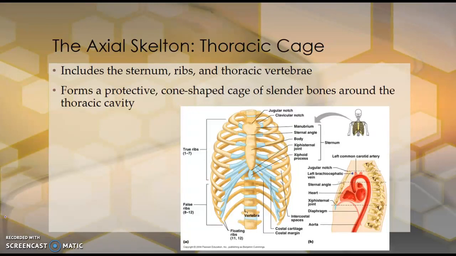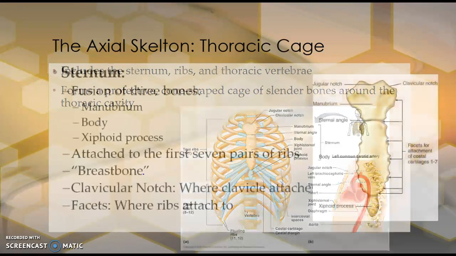We just finished talking about the vertebral column. Now we're going to get into the last part of the axial skeleton, which is the thoracic cage. This is going to include your sternum, aka your breastbone, your ribs, and also the thoracic vertebrae, because if you remember, that's what your ribs are attached to.